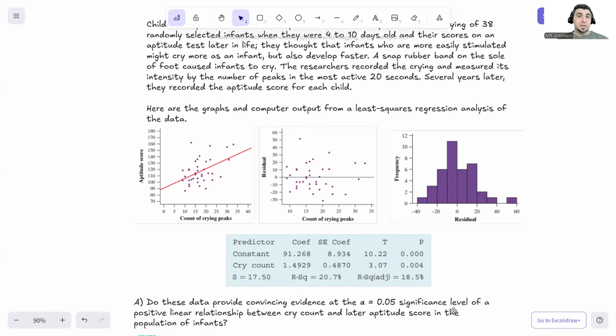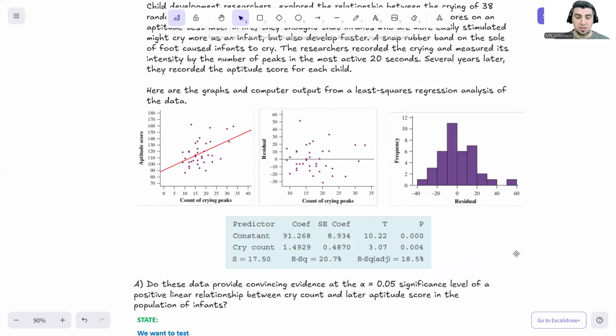So we want to know, do these data provide convincing evidence at the 0.05 significance level of a positive linear relationship between cry count and later aptitude score in the population of infants? Just a note here: in this case, the significance level 0.05 was stated. If a significance level is not given, you're going to assume to use 0.05. But if it is stated, go with whatever is stated.